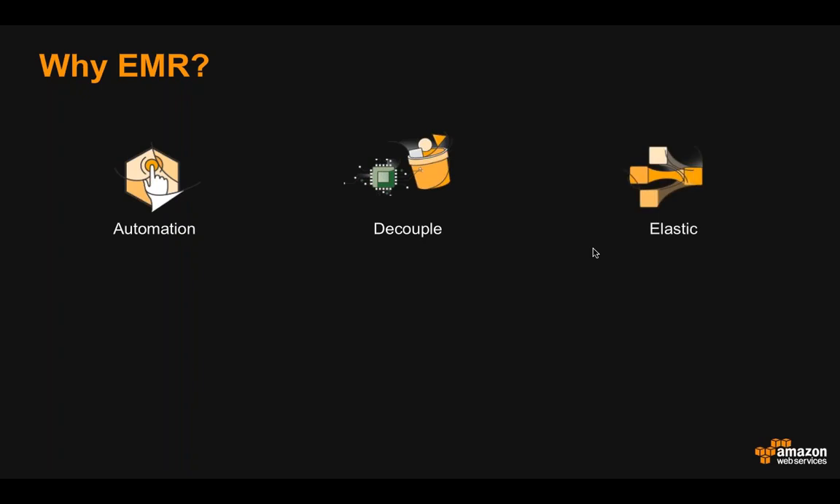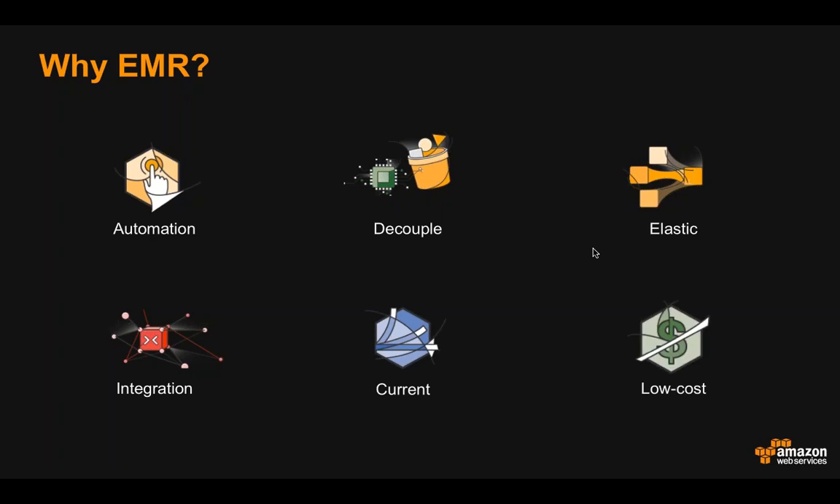So that's basically what EMR does, and what I wanted to do now is just step through why that's a good thing. So what are some of the things that you get with EMR that you don't get if you're running it yourself? So the first is automation. We'll look at what you get in terms of automation. The ability to decouple, so the ability to decouple your processing layer from your disk layer. We'll look at elasticity, integration with other Amazon engines, the currency of the open source tools that sit on top of EMR, and then obviously also being able to run some of this at quite a low cost.